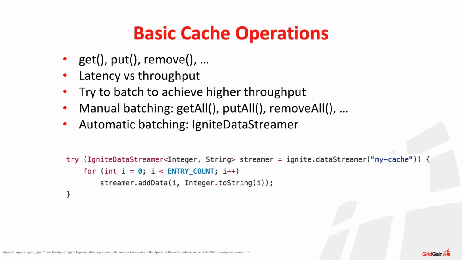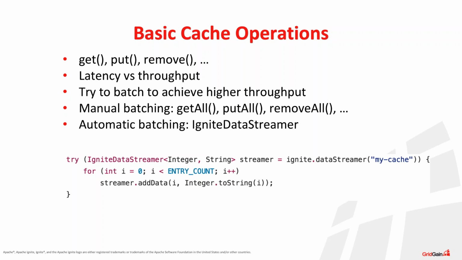So let's start with the basic cache operations. Basic cache operations are get, put, and remove. These operations allow you to manipulate single entries. Get reads a particular entry by a key you provide and fetches this entry to the client. The put method updates this entry or inserts a new one, and remove removes the existing entry from the cache.